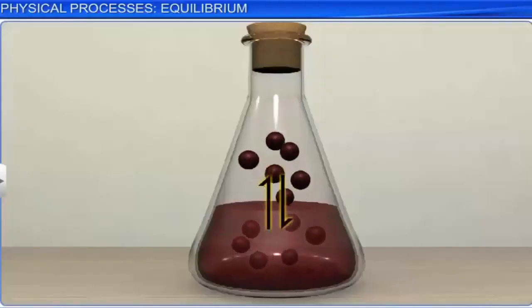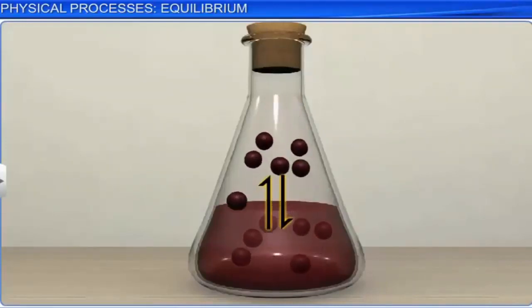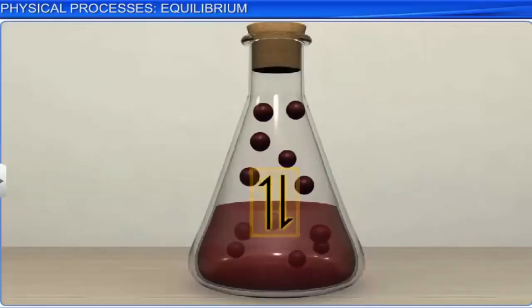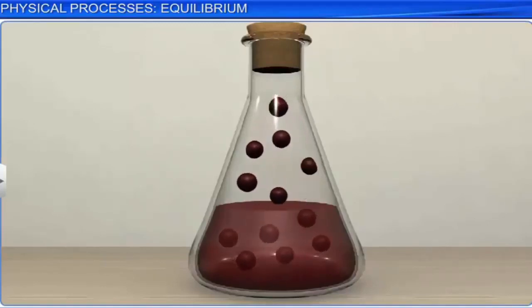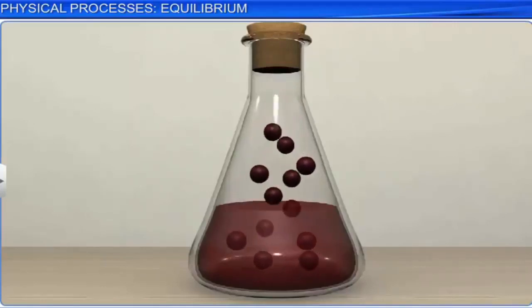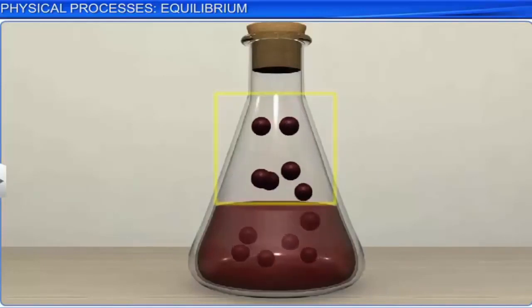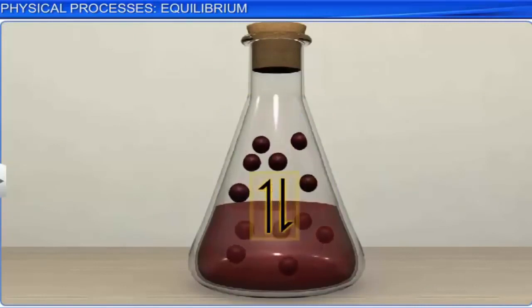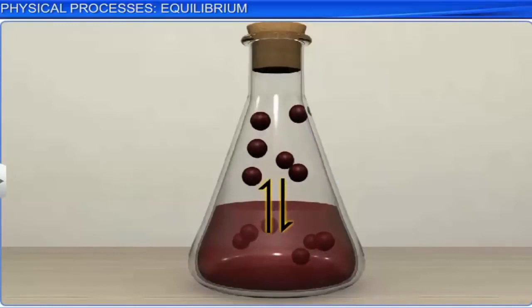At equilibrium, the rate at which the particles move from the liquid to the vapor phase will equal the rate at which the particles move from the vapor phase to the liquid. In this situation, the concentration of the vapor particles in the air space will be constant even though there is movement in both directions. This equilibrium is, therefore, known as dynamic equilibrium.